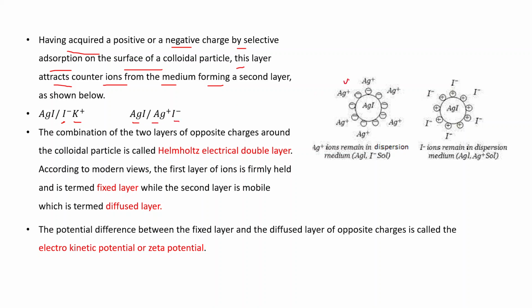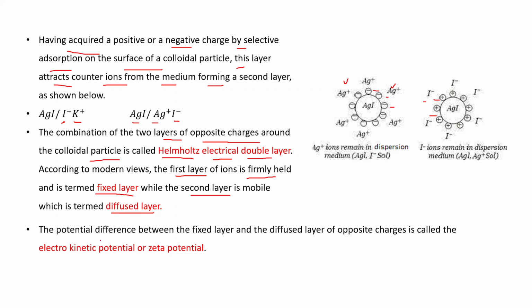From this diagram, you can say this is negatively charged. This is the first layer. This Ag plus is the second layer. In this case, this positive ion is the first layer, and I minus is the second layer. Now, the combination of the two layers of opposite charges around a colloidal particle is called the Helmholtz electrical double layer. Clear? According to modern views, the first layer of ions is firmly held and is termed the fixed layer, while the second layer is mobile, which is termed the diffused layer.